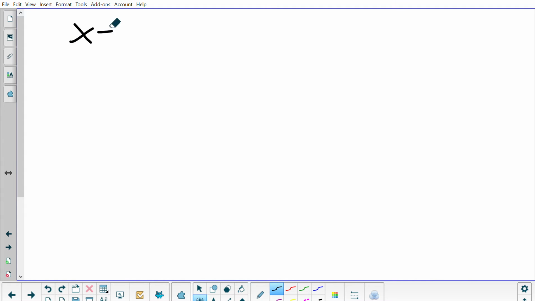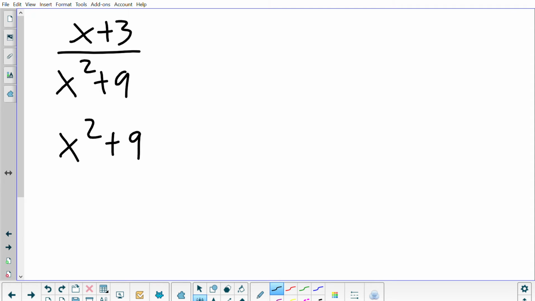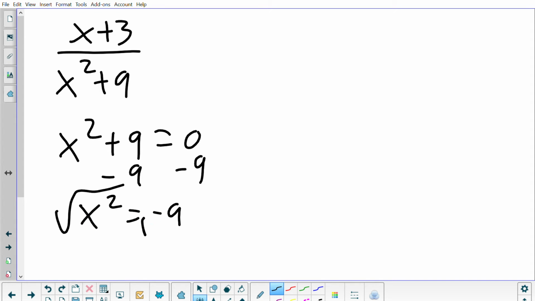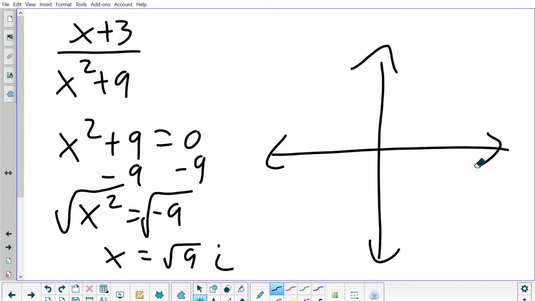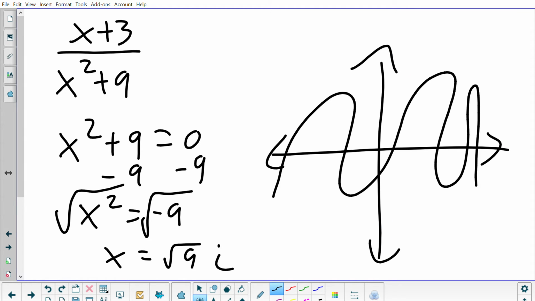Then let's say x plus 3 over x squared plus 9. I can't factor this any further, so I'm going to set this equal to 0. And because the square root of a negative is imaginary, that means that there's no vertical asymptotes. So our graph has nothing stopping it from going up or down.